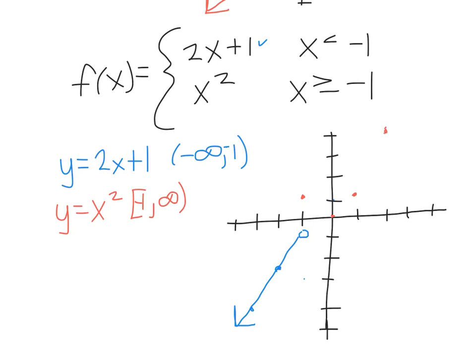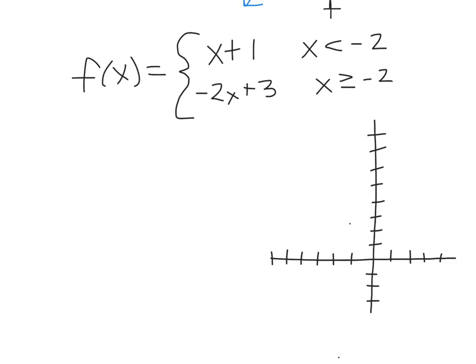All right, so this is the advantage of having those toolkit functions memorized or being familiar with them. So there is the other piece of the function. So we have that graphed. Okay, we'll look at another example.